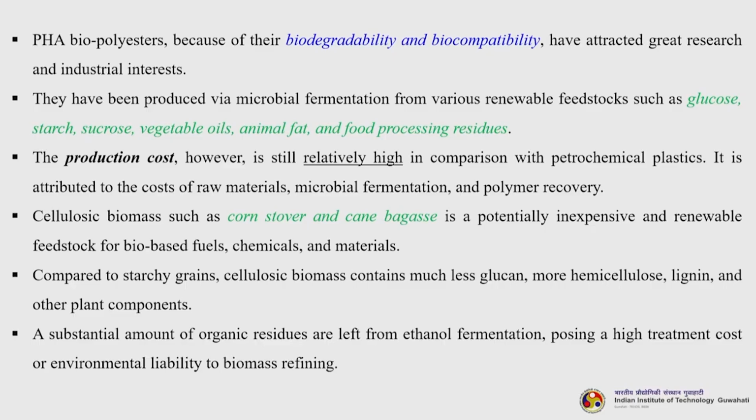Cellulosic biomass such as corn stubble and cane bagasse is a potentially inexpensive and renewable feedstock for bio-based fuels, chemicals as well as materials. Compared to starchy grains, cellulosic biomass contains much less glucan, more hemicellulose, lignin and other plant components. A substantial amount of organic residues are left from ethanol fermentation, posing a high treatment cost or environmental liability to the biomass refining processes.